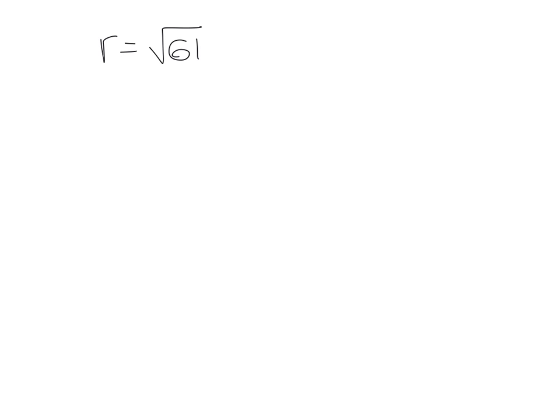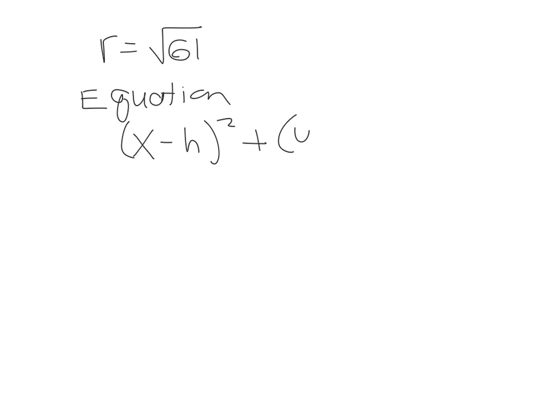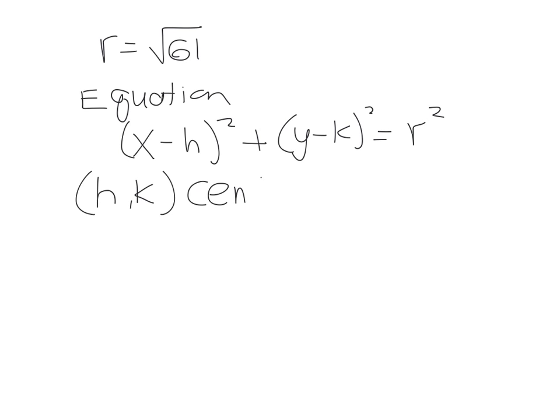Now, there's an equation for a circle when you're using the coordinate plane. And the equation that I'm going to give you is a little different than the book. I'm going to do x minus h quantity squared plus y minus k quantity squared equals r squared. In this equation, h and k are the center of the circle.